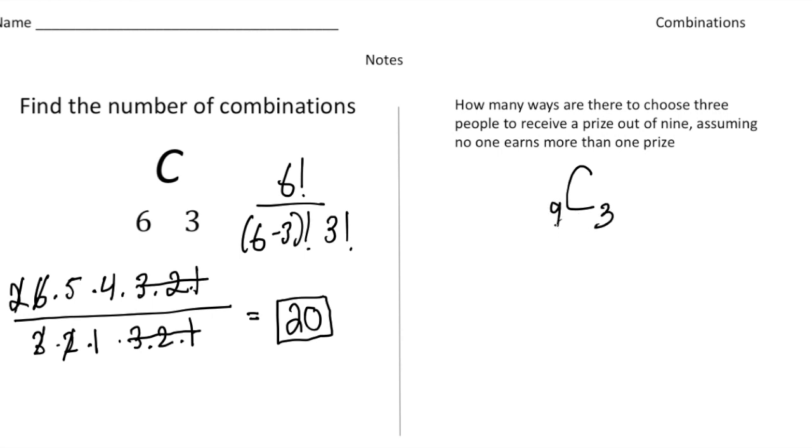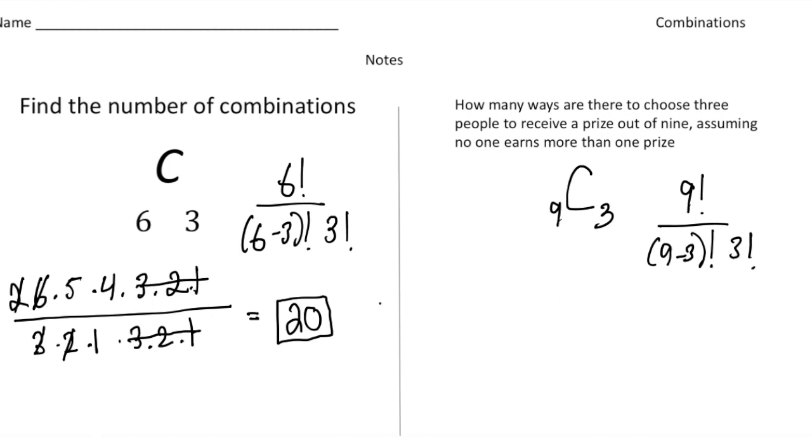Okay. And again, the 9 represents the total number of possibilities, right, or people, and 3 is the number of awards you're giving out. So to set this up, it's now going to be 9 factorial all over 9 take away 3 is 6, right? So it's going to be 9 take away 3 factorial, but then times 3 factorial.